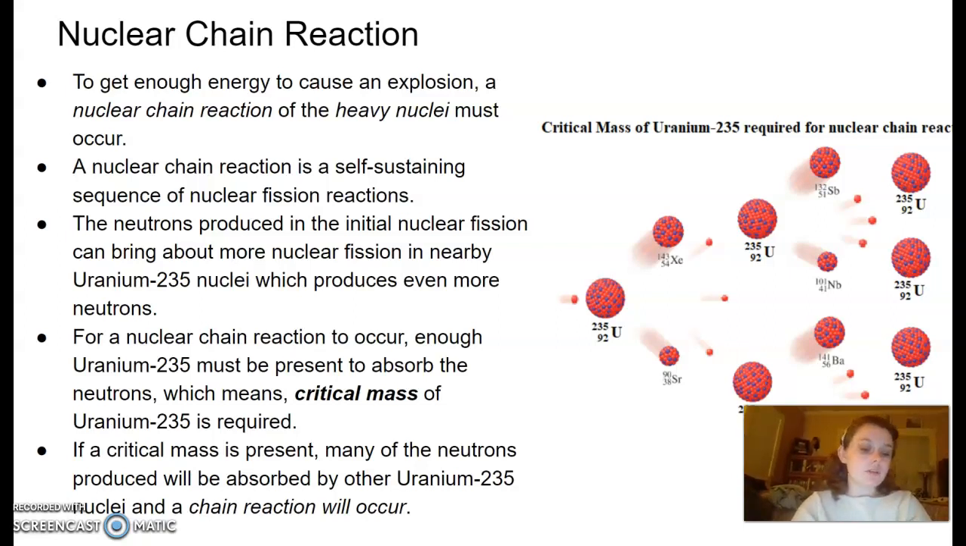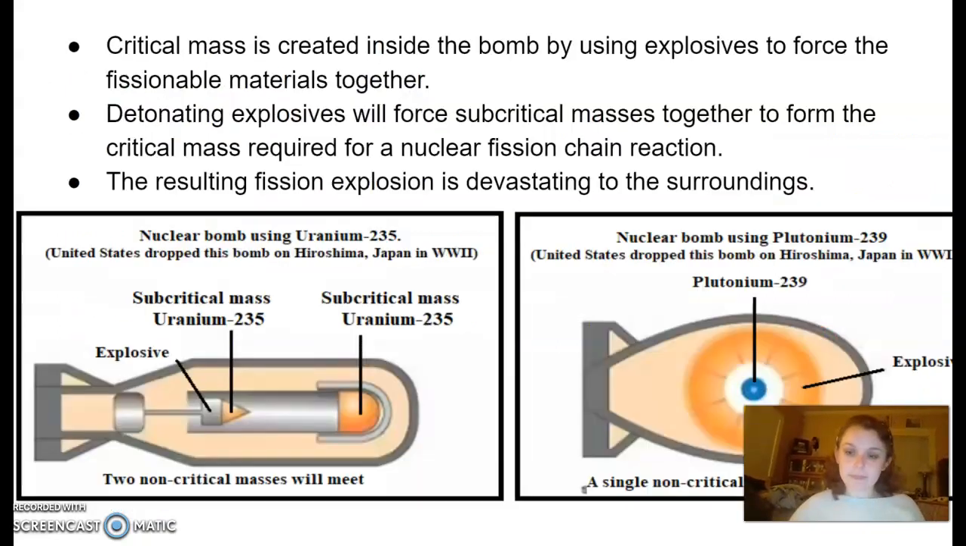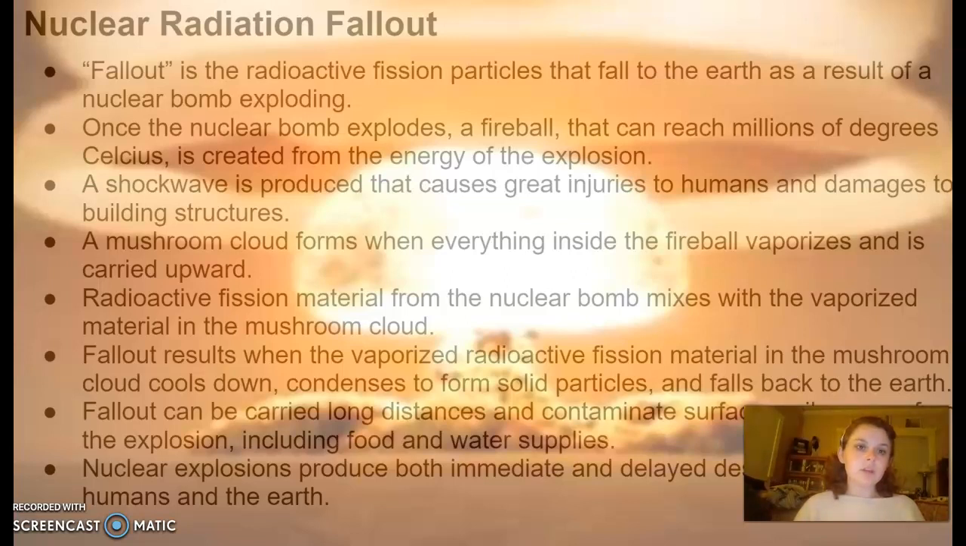If a critical mass is present, many of the neutrons produced will be absorbed by other uranium-235 nuclei, and a chain reaction will occur. Critical mass is created inside the bomb by using explosives to force the fissionable materials together. Detonating explosive will force subcritical masses together to form the critical mass required for a nuclear fission chain reaction. The resulting fission explosion is devastating to the surroundings. Fallout is the radioactive fission particles that fall to the earth as a result of a nuclear bomb exploding.